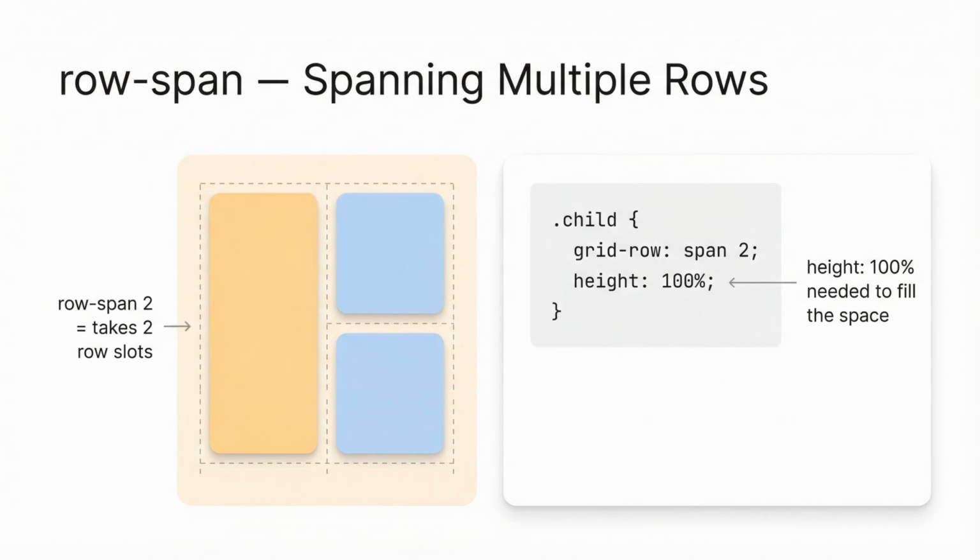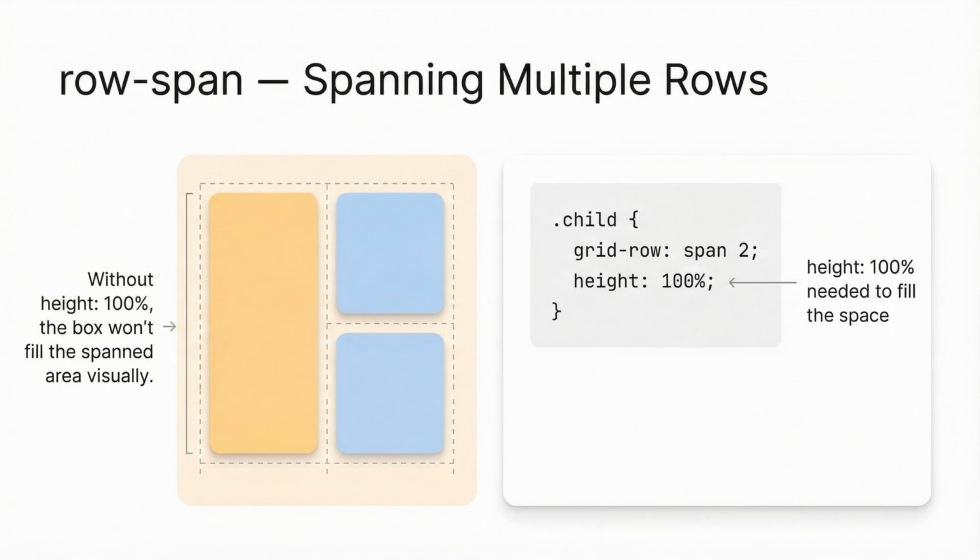Similarly, grid row span 2 allows an item to span across multiple rows vertically. The instructor demonstrates this with a box that takes up 2 row heights. Importantly, when you use row span, you also need to set height 100% on the element. Otherwise, it won't visually fill the taller space it's been assigned. This is a common gotcha. The grid reserves the space for the element, but the element itself won't stretch to fill it unless you explicitly set the height. Row span is used less frequently than col span, but it's essential for complex magazine style or dashboard layouts.